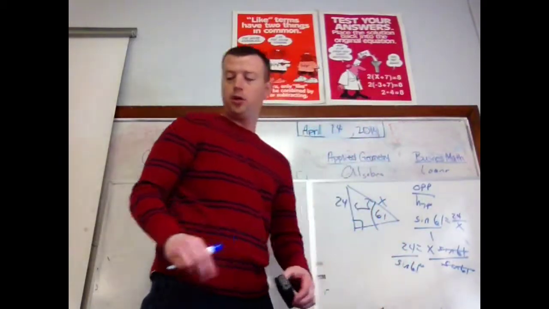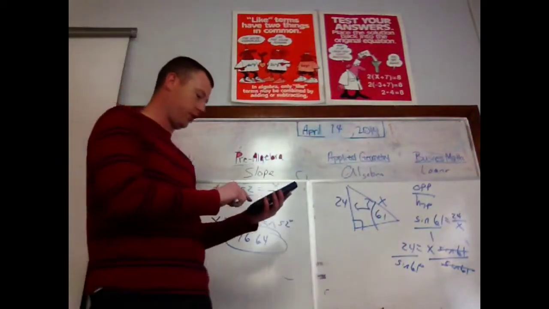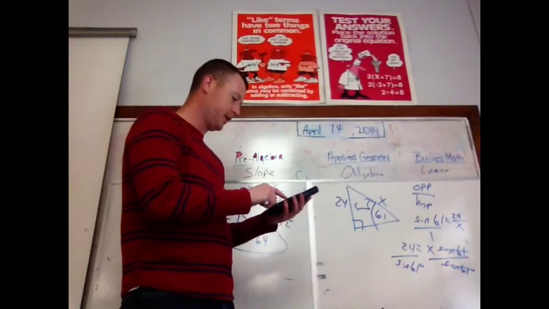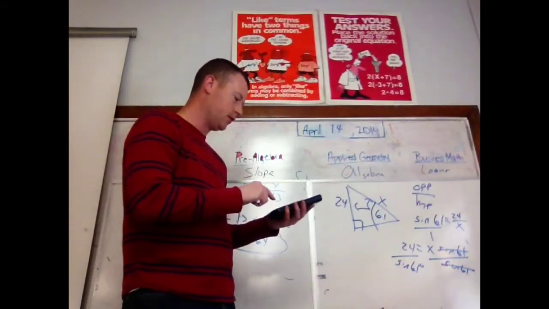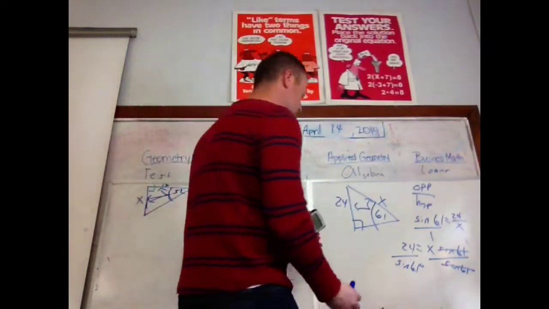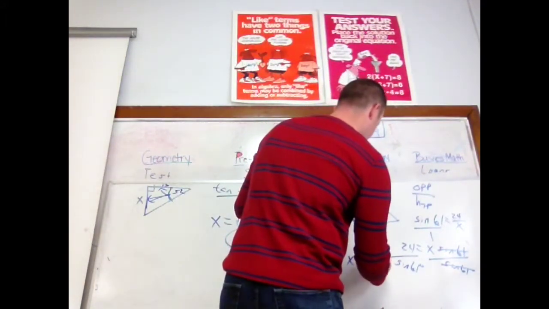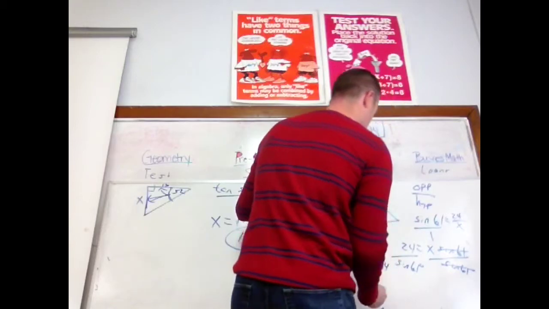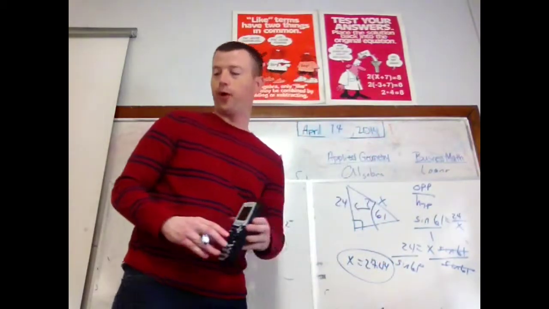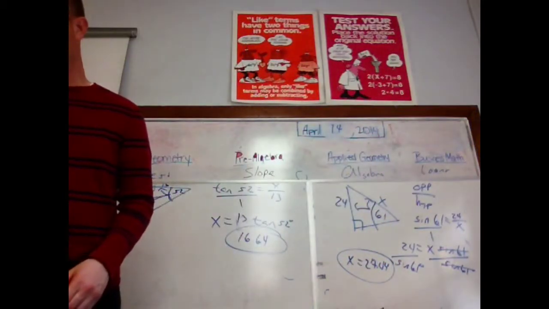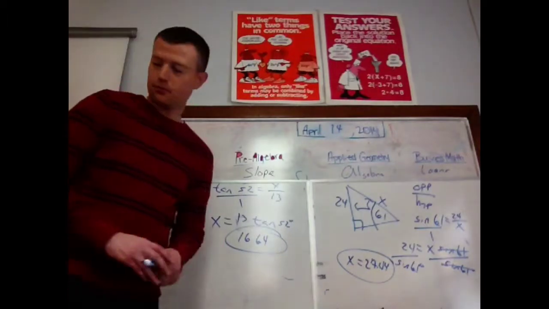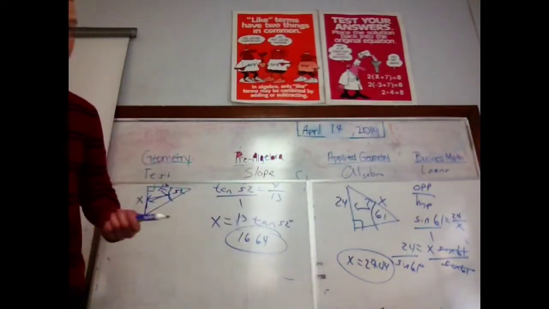Alright, so you put that in the calculator as it says, 24 divided by sine 61. And we get, our answer is x equals 27.44. 27.44 is our answer. Alright, the next part. On number 10, we're doing the same exact thing.